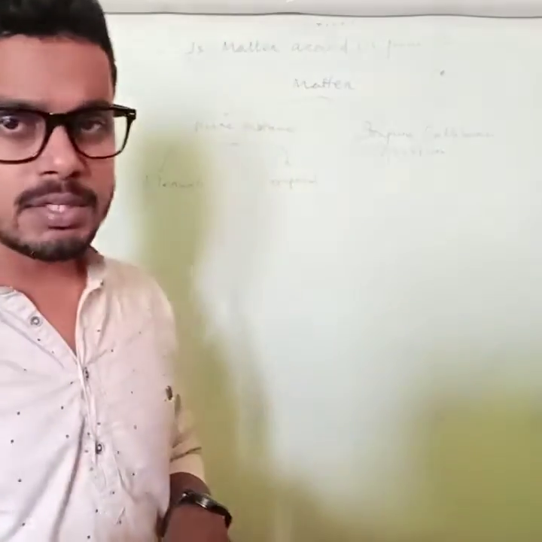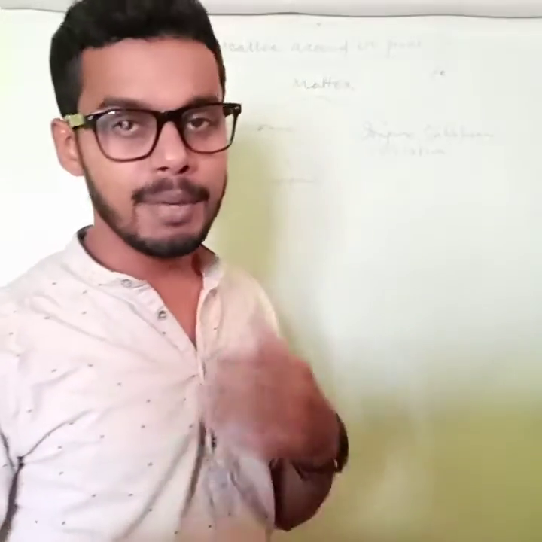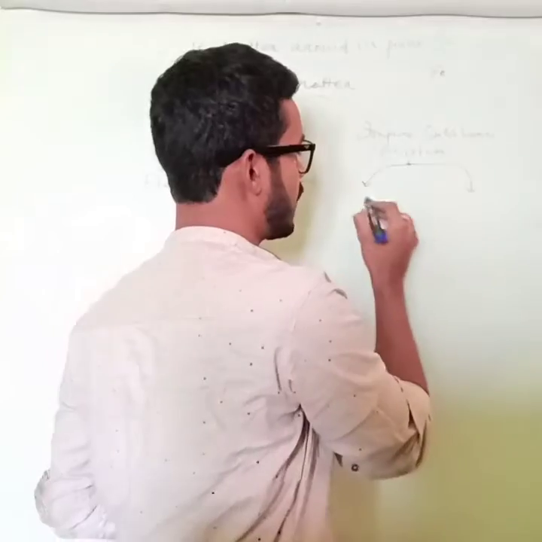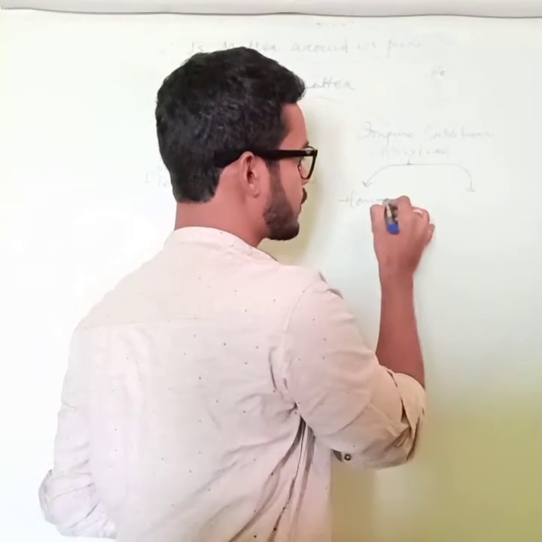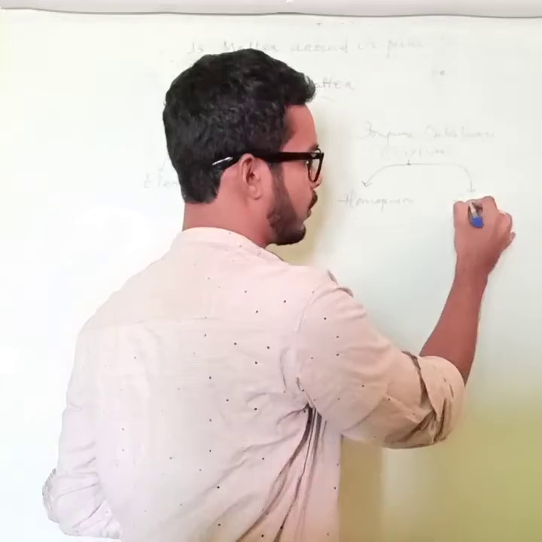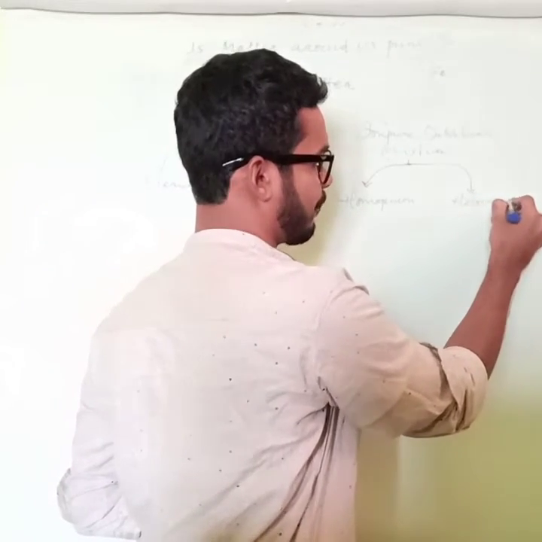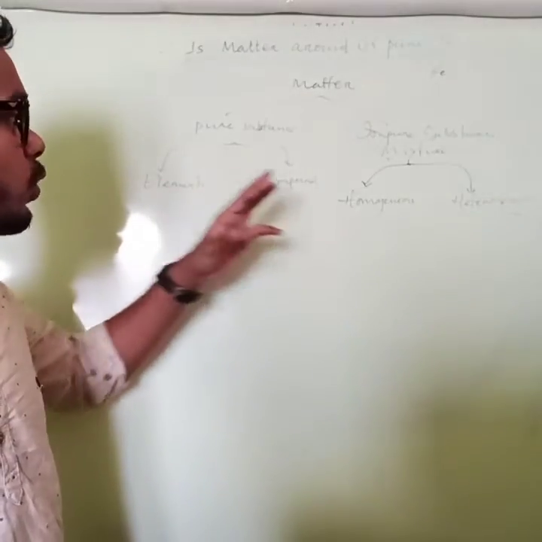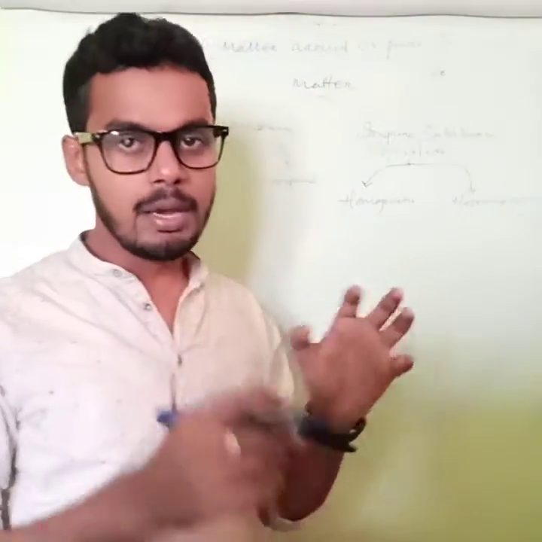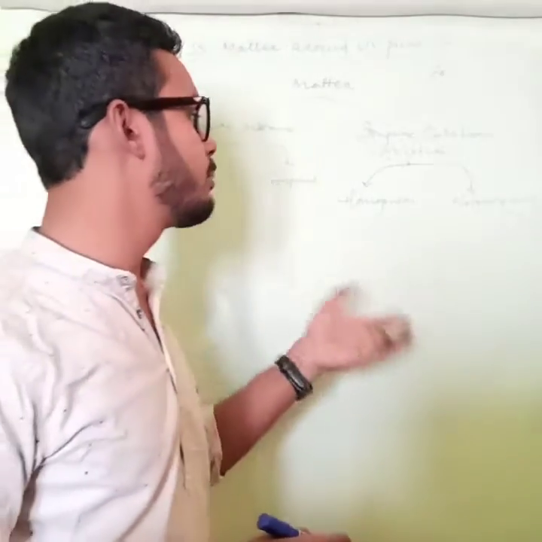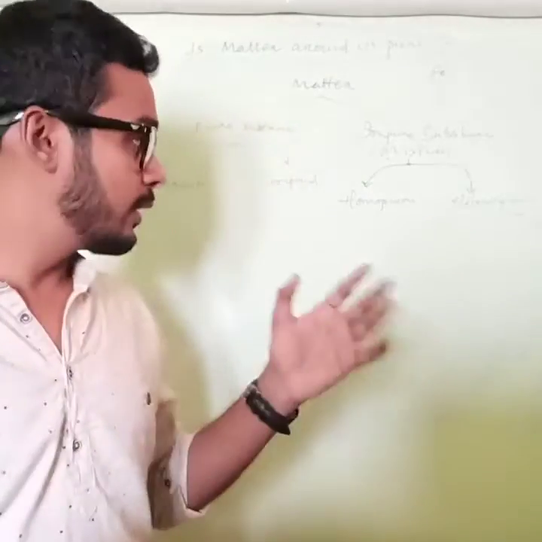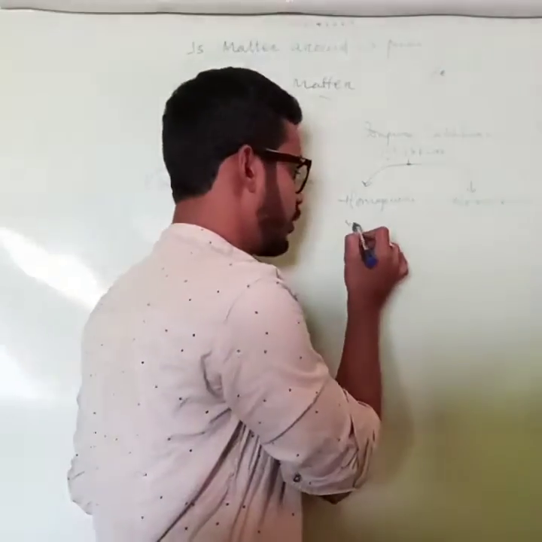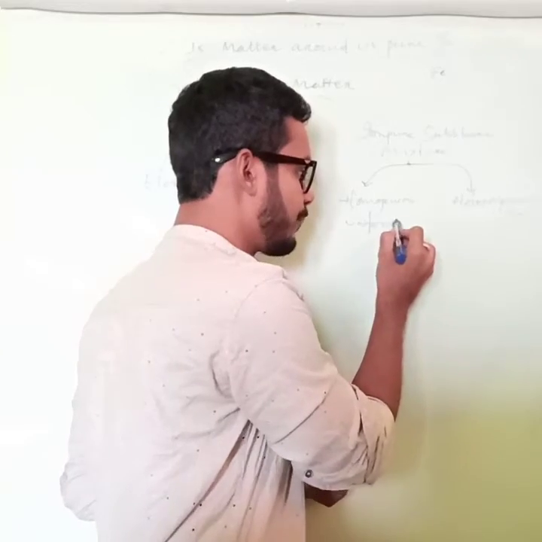So what are the impure substances? That is what we can call a mixture. What is a mixture? A mixture is again of two types: homogeneous mixture and heterogeneous mixture. As I said, element is pure, compound is also pure, with a fixed ratio of composition. But homogeneous mixtures are those where the components are uniformly distributed.